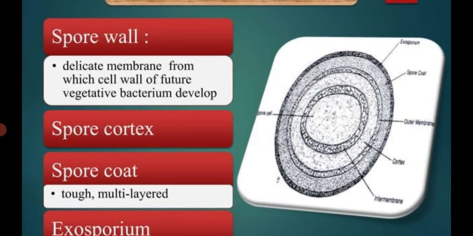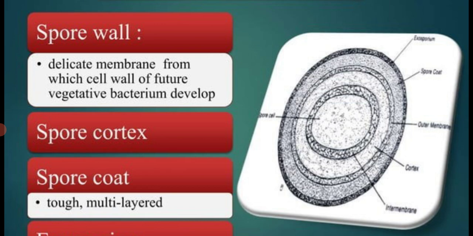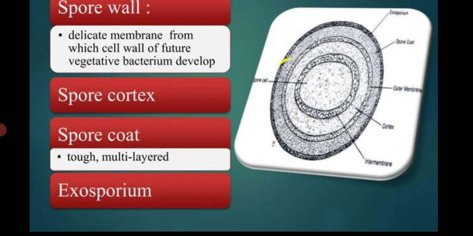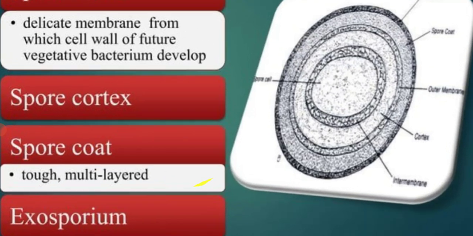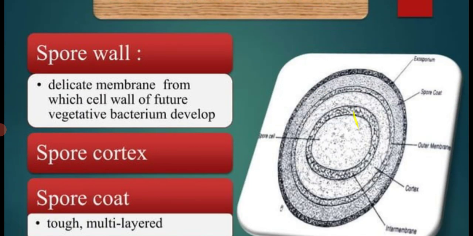The typical structure of an endospore shows a wall called the spore wall, which is a delicate membrane from which the cell wall of a future vegetative bacterium develops. Then there are the spore cortex, the spore coat, which is tough and multilayered, and the exosporium. These are the parts of the endospore, and this is an image of a typical endospore.